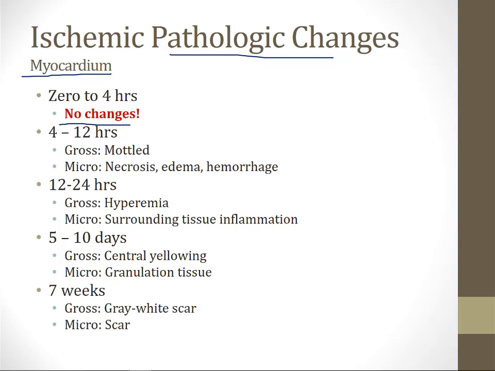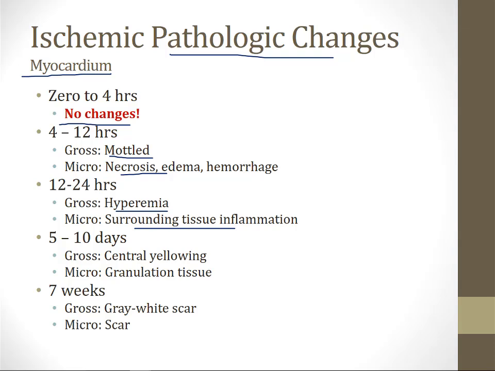After about 4 hours, grossly, the heart begins to look mottled. And if you examine the tissue under the microscope, you see evidence of necrosis and edema and hemorrhage. Between 12 and 24 hours, grossly, the heart looks hyperemic, so it can be bright red, and you can see inflammation in the tissue surrounding the infarcted area.